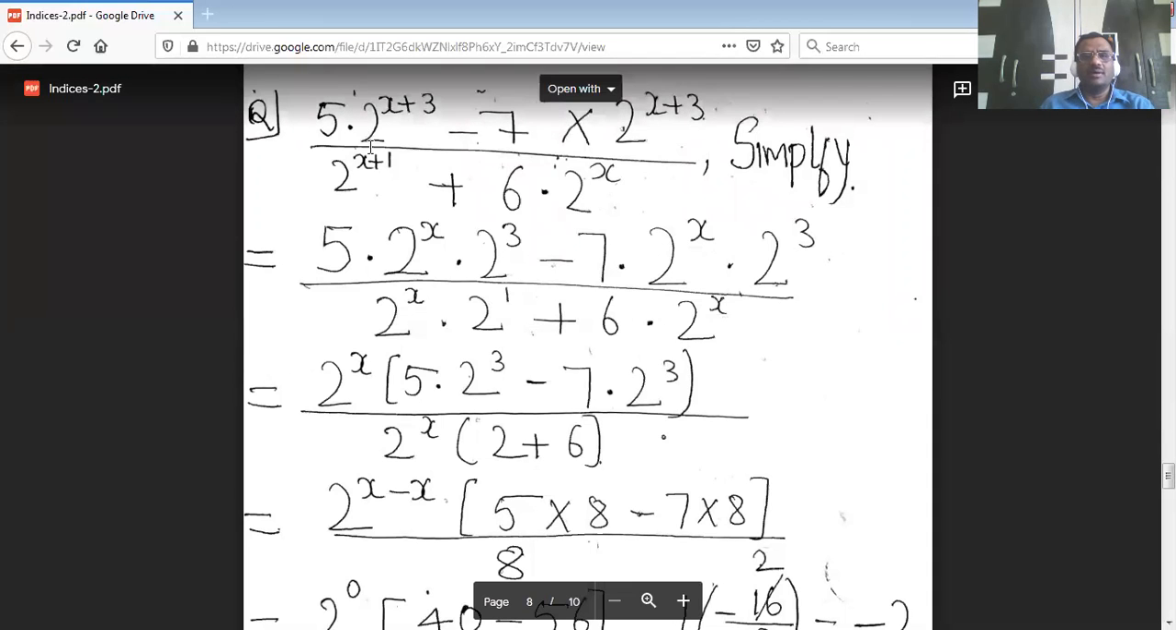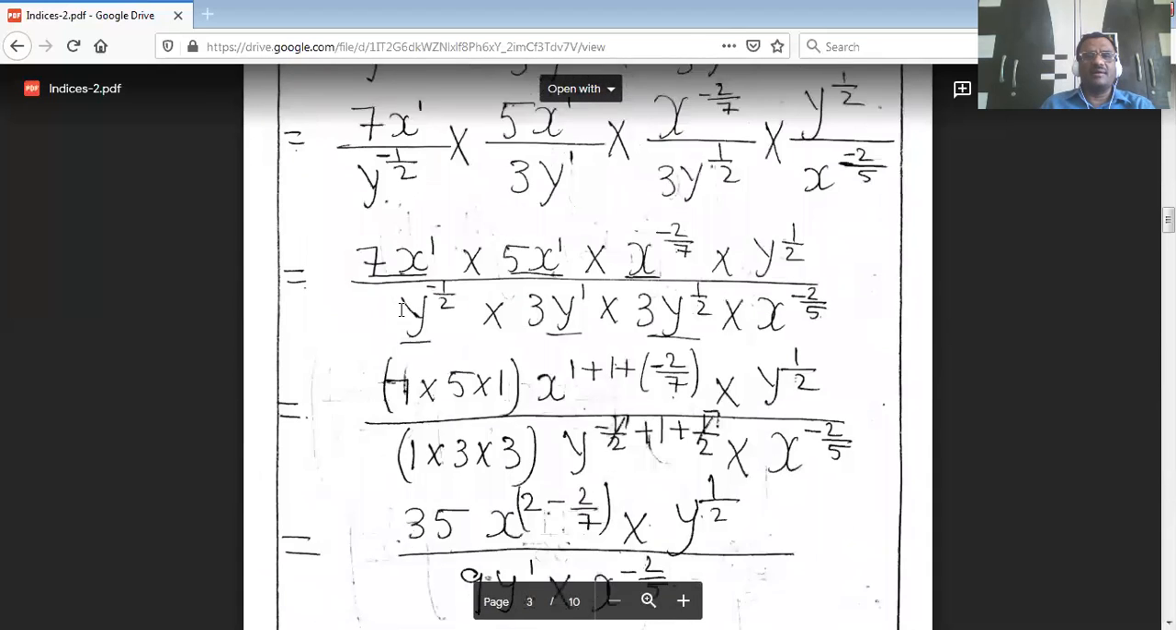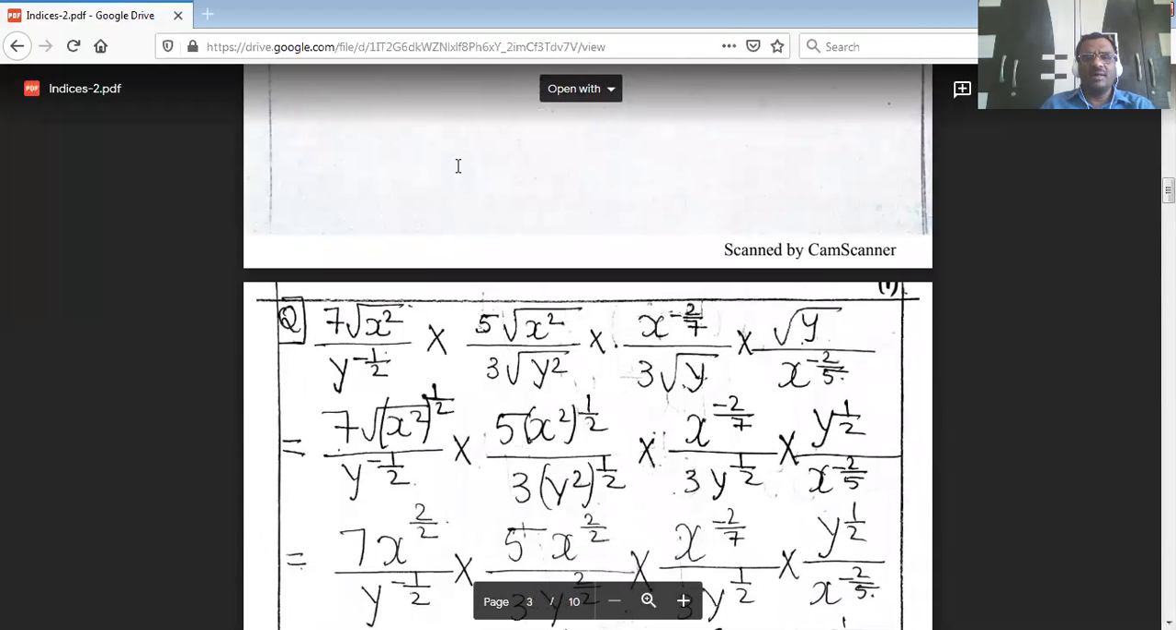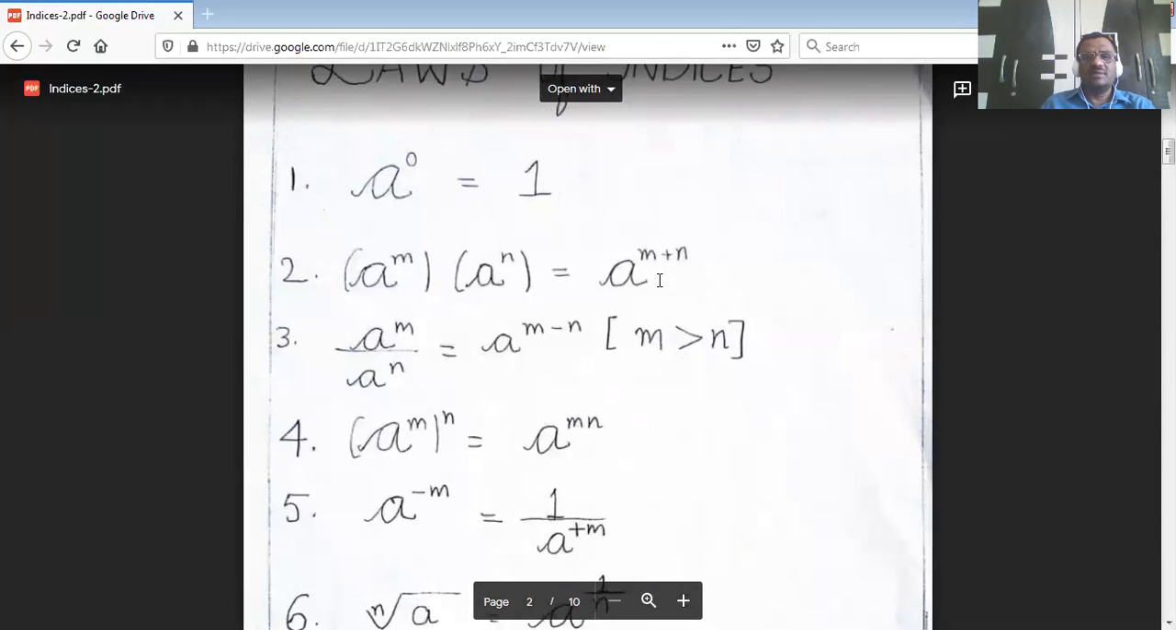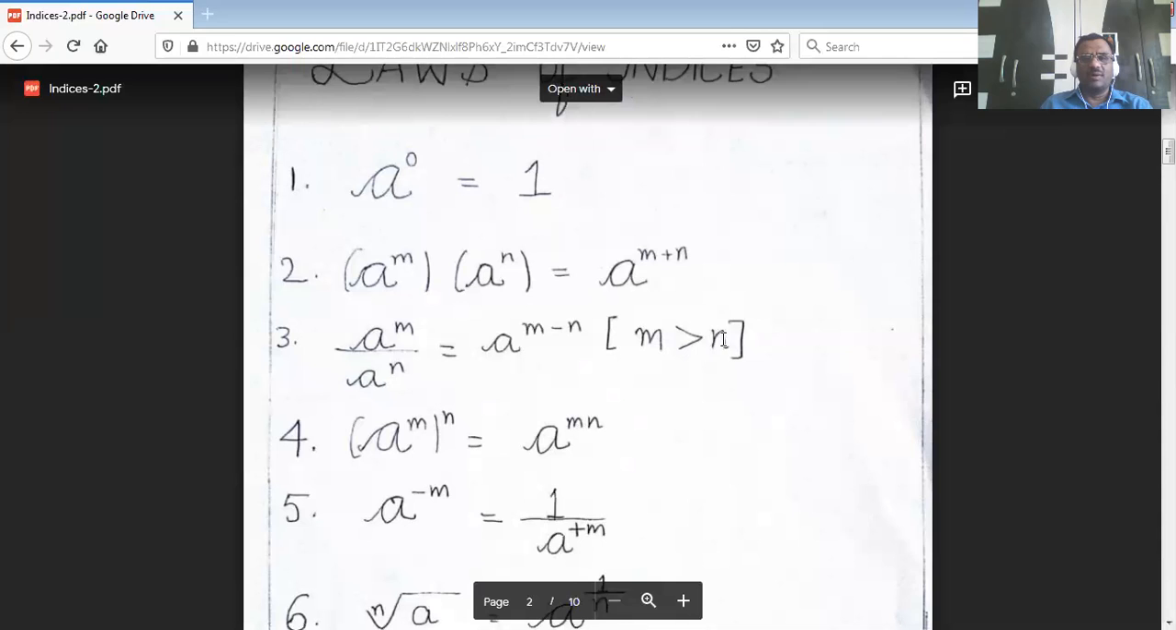Okay, to remind you, here I'm applying the law. This is a to the power of m plus n. If you say a to the power of m plus n, you can write it as a to the power of m into a to the power of n. This law you can use. Either you can read it as a to the power of m plus n is equal to a to the power of m into a to the power of n, or otherwise also, a to the power of m into a to the power of n is equal to a to the power of m plus n.